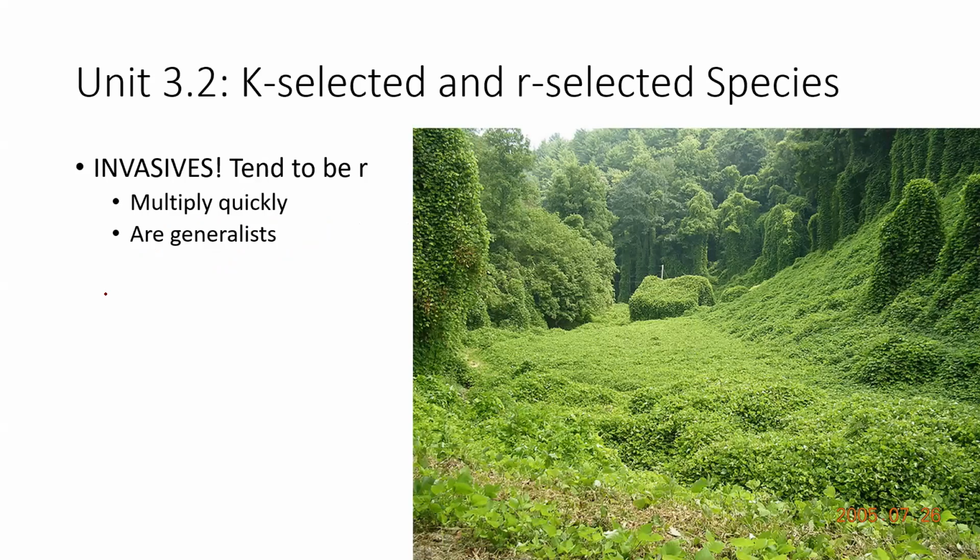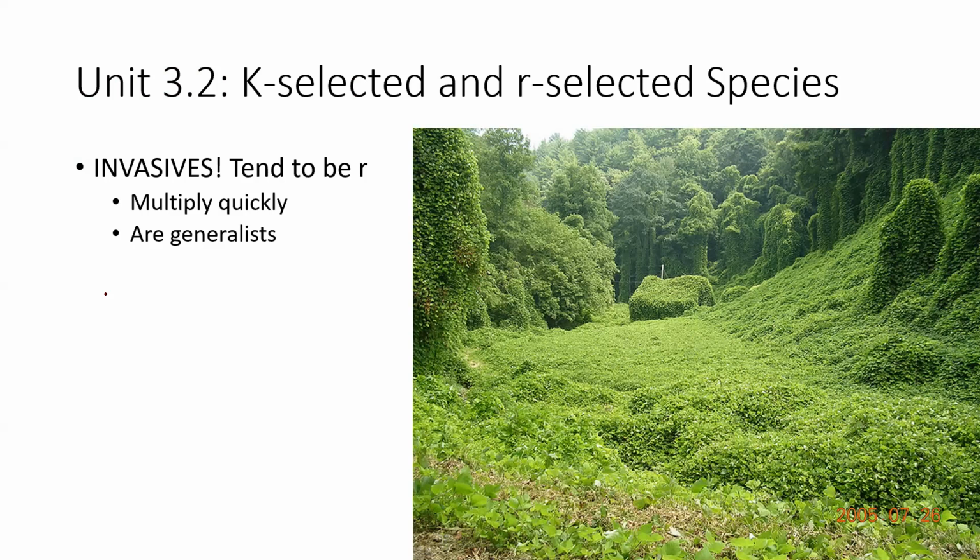Invasive species tend to be R-selected. They multiply quickly. They are generalists, so they tend to fall into this R-selected pattern. And then, of course, the invasive species will tend to impact K-selected species more than R-selected species. That's because if an invasive species moves into a habitat, it can destroy a K-selected species, which then won't be able to reproduce fast enough to replace whatever animals are killed by the invasive.